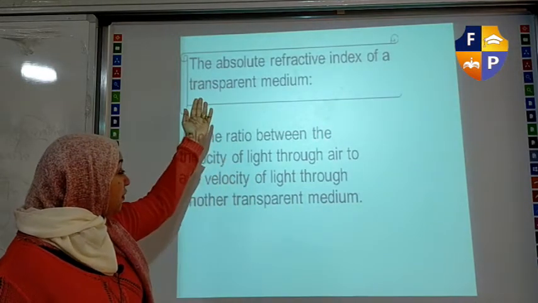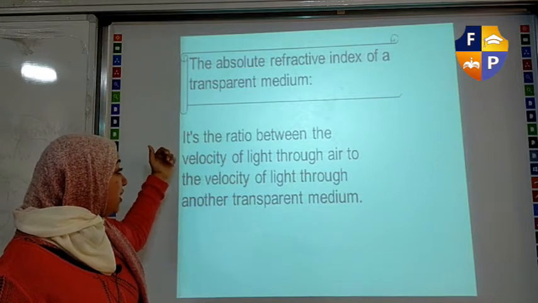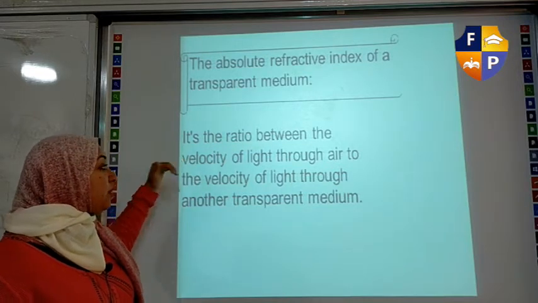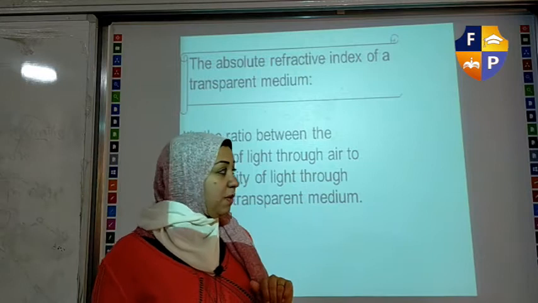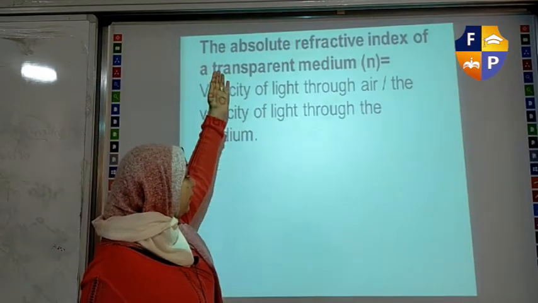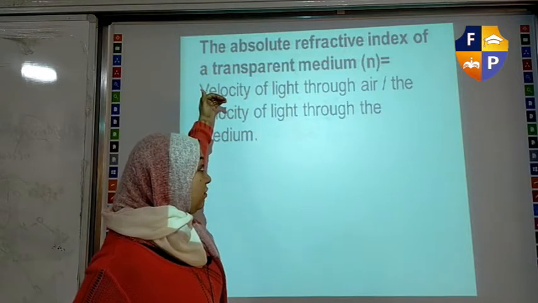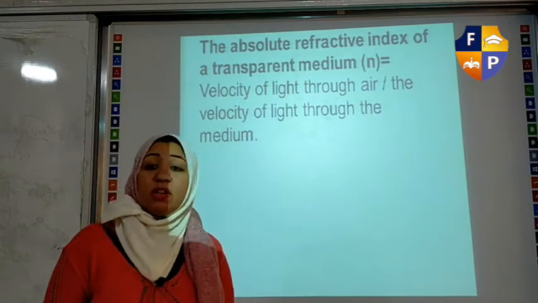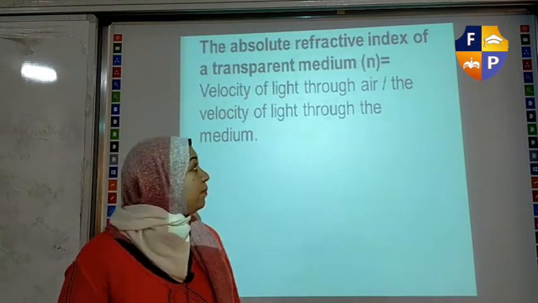Again, what is the absolute refractive index? It is the ratio between the velocity of the light through air to the velocity of the light through another transparent medium. And we can calculate it by this rule: the absolute refractive index equals the velocity of the light in the air over the velocity of the light through any transparent medium.